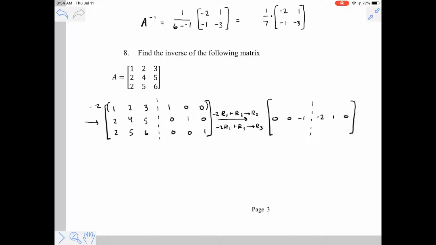I can do the same thing for row 3. Negative 2 plus 2 is 0. Negative 4 plus 5 is 1. Negative 6 plus 6 is 0. And then negative 2 plus 0 is negative 2. Now I'm on this column here, 0 plus 0 is 0. Now for that column there, 0 plus 1 is 1. Top row stays the same.